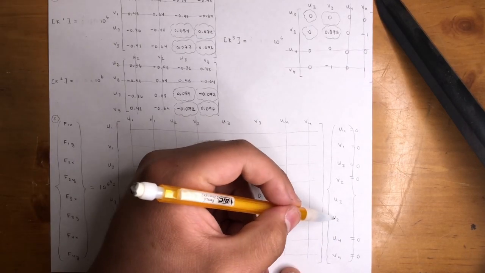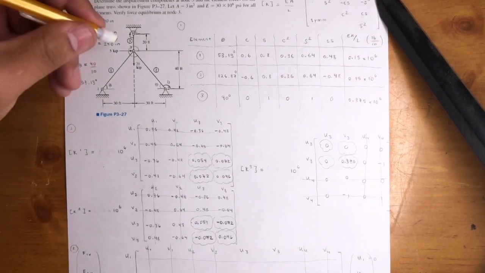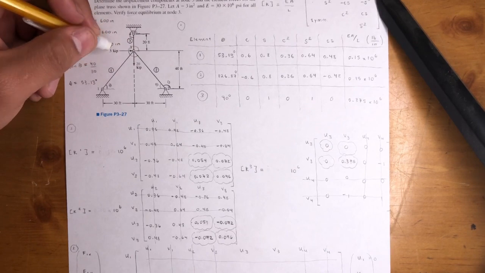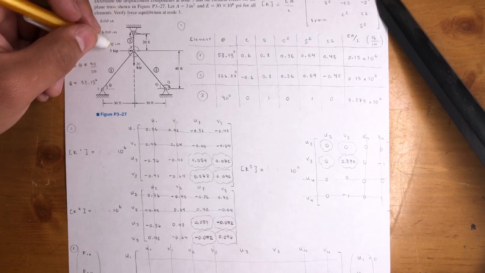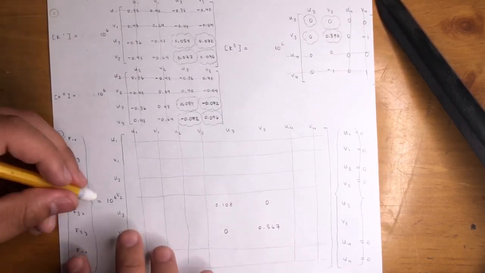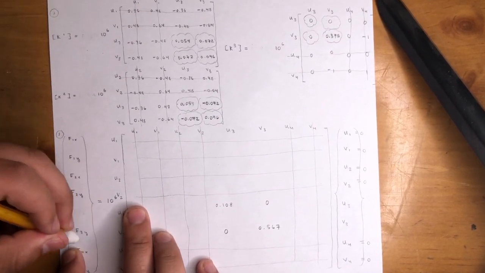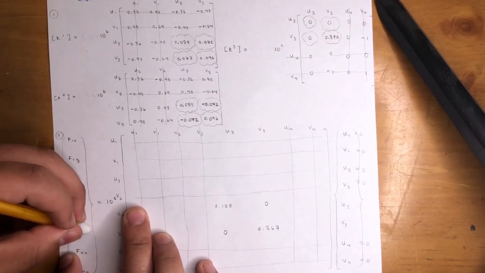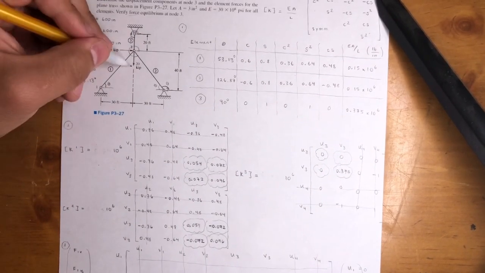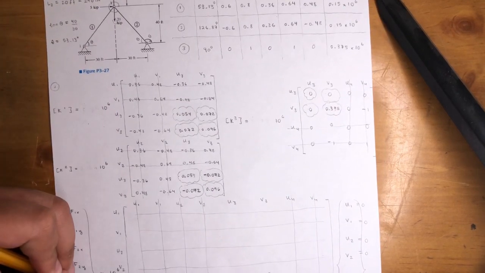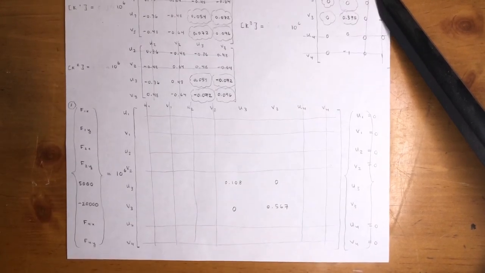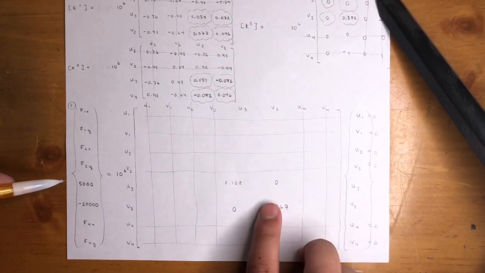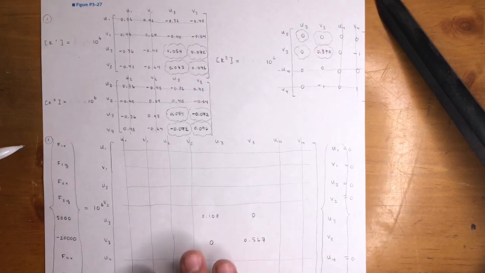So we're looking for U3 and V3. Now we know the force at node 3. It's another boundary condition. We have a positive 5,000, not just 5. A kip is 1,000, so it's 5,000 at node 3 in the positive x direction and a negative 20,000 in the y direction. So it's positive 5,000 for x, negative 20,000 for y. With these two numbers, you could make two equations with two unknowns, U3 and V3. Let's go ahead and solve that.